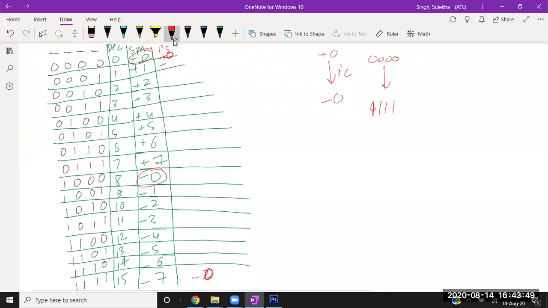Okay, if you are saying this one is a plus 1, you will complement that one, you will get minus 1. If this one is a plus 2, you will complement, you will get minus 2. If this is a plus 3, you will complement that one, and you will end up with minus 3. If this is plus 4, minus 4. If this one is plus 5, this one is minus 5. This one is plus 6, this one is minus 6, plus 7, and this one is minus 7. Okay, so everything is fine, but we are having the same problem.